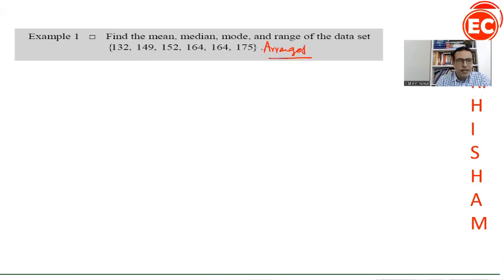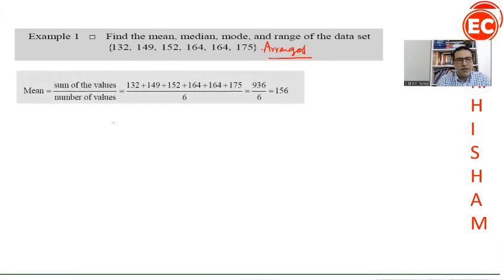Let's start with the mean. The mean is the sum of the values divided by the number of them. How many values do I have? I have 1, 2, 3, 4, 5, 6 values, so the number of the values is 6. Then I'm going to add them: 132, 149, 152, 164, 164, 175 is 936. Divided by 6 values is 156. So the mean of these values is 156.